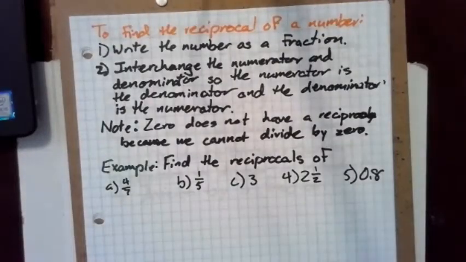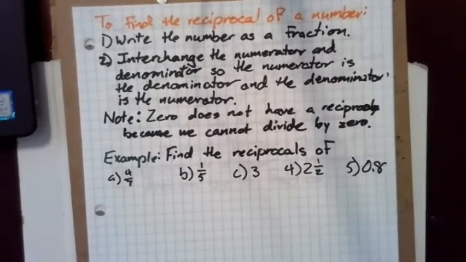To find the reciprocal of a number, write the number as a fraction and then interchange the numerator and denominator, so the numerator is the denominator and the denominator is the numerator. Note that 0 does not have a reciprocal because we cannot divide by 0. So now we'll find the reciprocals of these numbers.